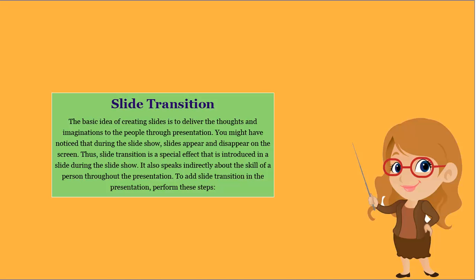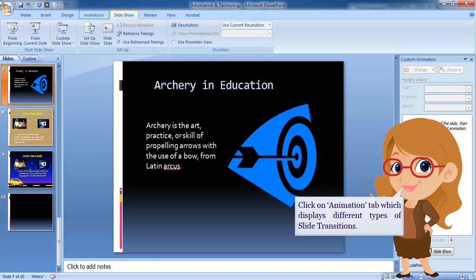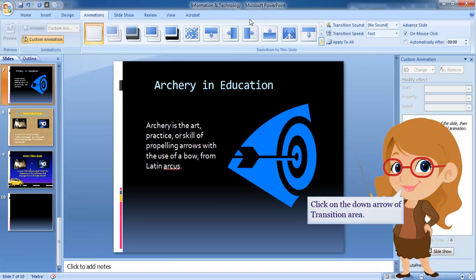To add slide transition in the presentation, perform these steps. Firstly, select the slide where you want to add the transition effect. Click on the Animation tab, which displays different types of slide transitions. Click on the down arrow of the transition area.